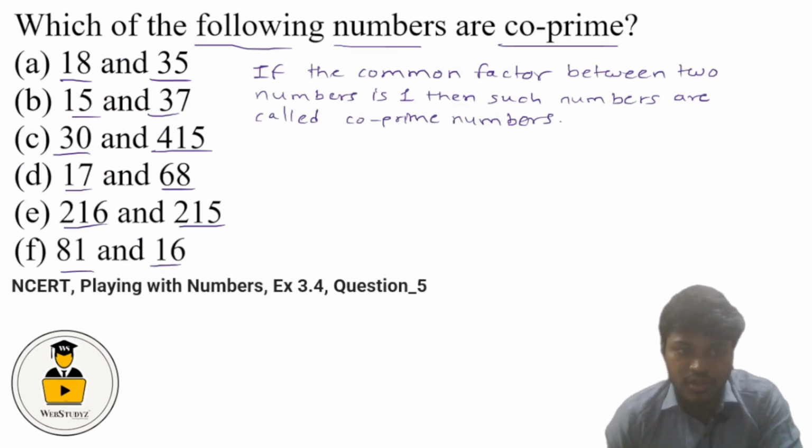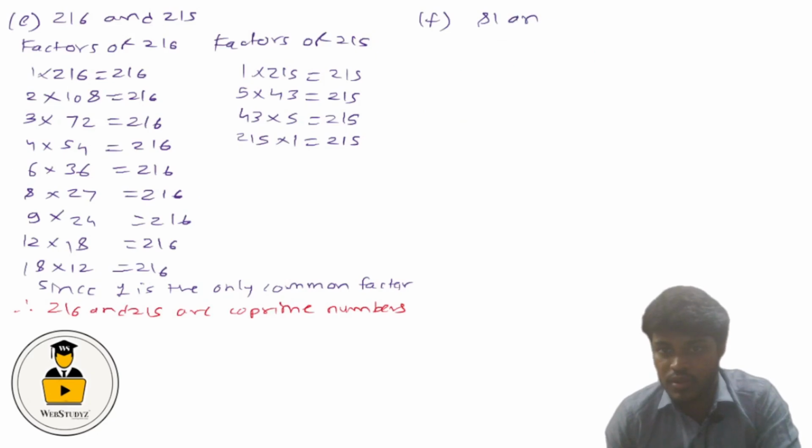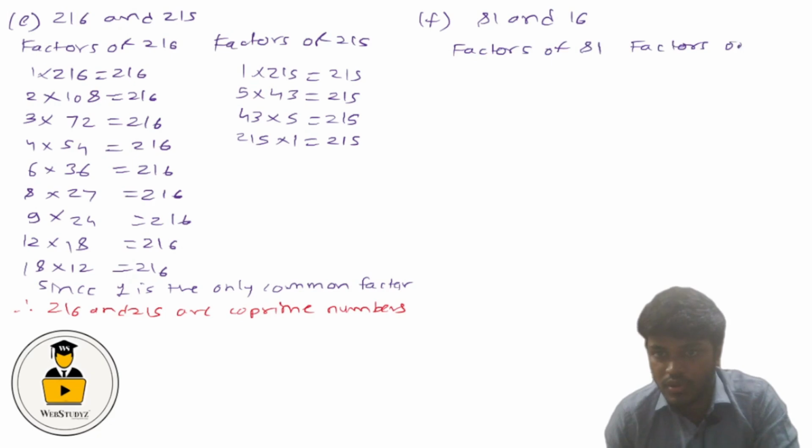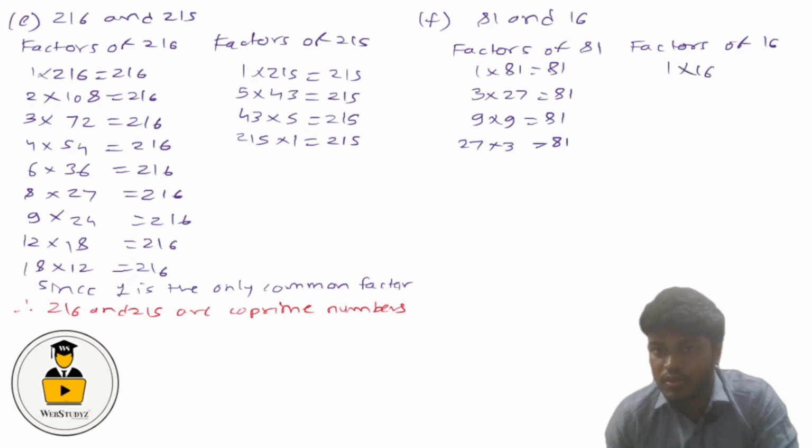Now 81 and 16. Let us find the factors of 81 and the factors of 16. So 1 into 81 is 81, then 3 into 27 is 81, 9 into 9 is also 81, and 27 into 3 is 81. Now for 16, we have 1 into 16, then 2 into 8, 4 into 4, and 8 into 2 will give us 16.